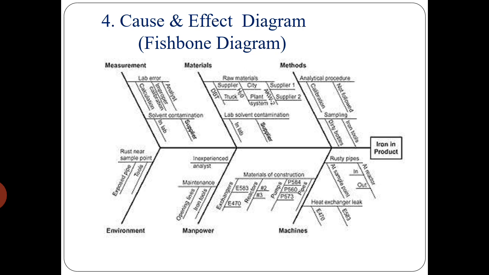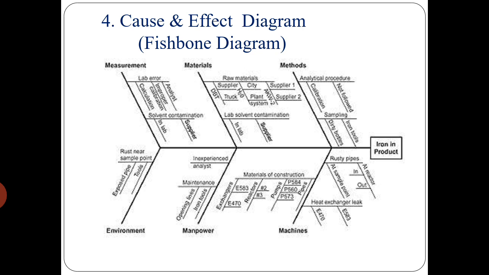Fourth one, quality control tool, the cause and effect diagram, popularly known as the fishbone diagram. It's a very popularly used diagram. You can see here the structure of the diagram is like the bone of a fish, so it's called the fishbone diagram also. And we are analyzing the cause and effect. After the effect, we need to identify the cause. So for that purpose we need to use this diagram.